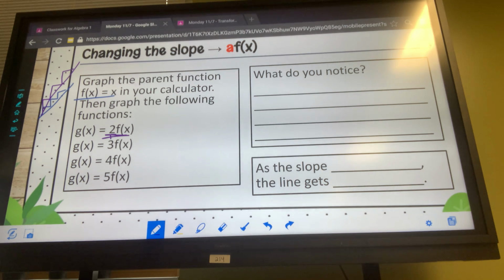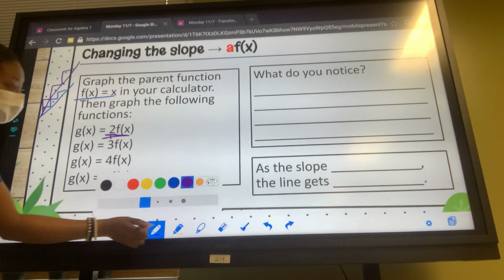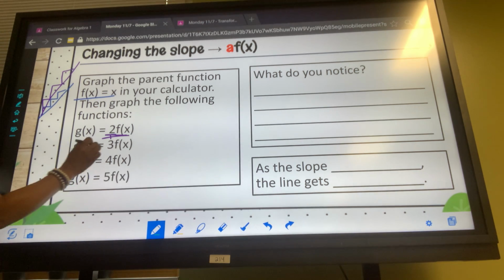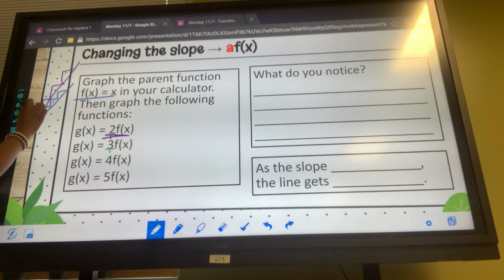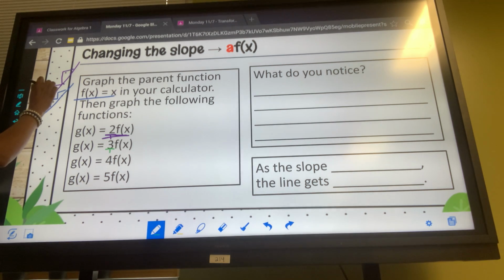Good job. It gets steeper. Okay? That's what we want to say. And if I go to the next number, another color, it's going to get even steeper. It's going to go up 3 over 1.